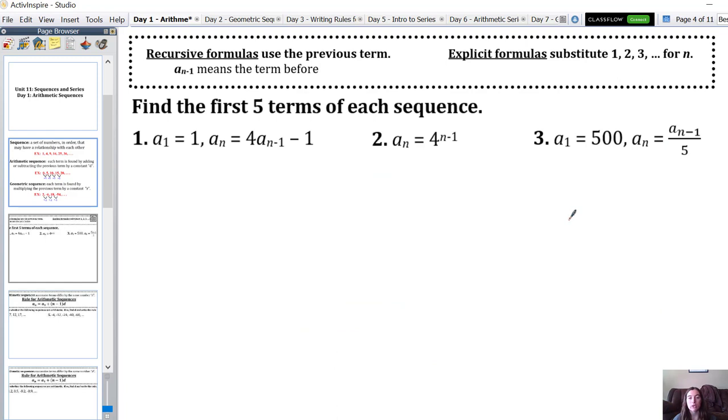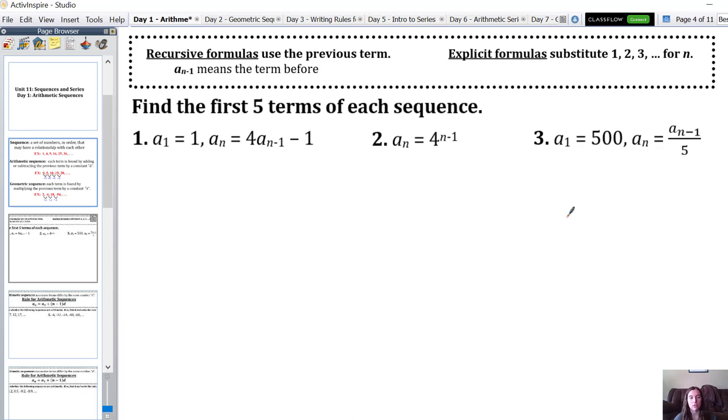So we have these things called recursive formulas that use the previous term in the formula, and that previous term will be written as a sub n minus 1. So we have the letter a and then a subscript with n minus 1, meaning use the term before the one you're looking for. Then there's also an explicit formula where all that you need to do is substitute in maybe a value of 1, 2, 3, and so on to find a sub n.